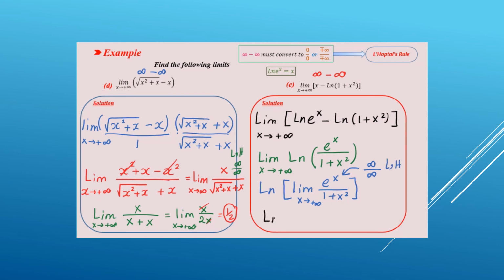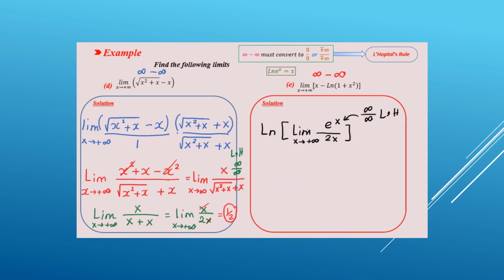So we have ln of the limit f prime divided by g prime. So we have e to the x divided by 2x when x goes to positive infinity. Now again, by direct substitution, you will get e to the infinity, which is infinity, divided by 2 times infinity, infinity. So you have to use L'Hopital's rule again. So you have to find the derivative up and down.